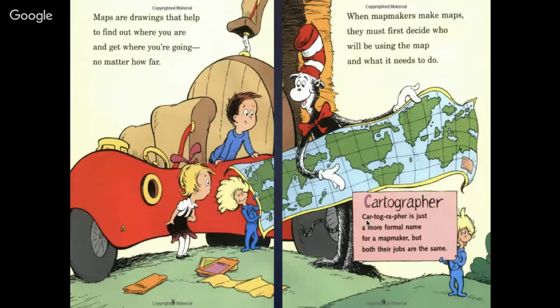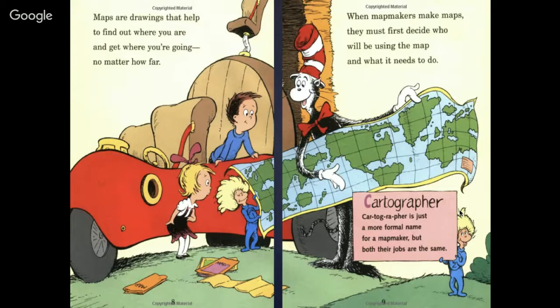Maps are drawings that help to find out where you are and get where you're going, no matter how far. When map makers make maps, they must first decide who will be using the map, what it needs to do. Down on each page, it has little vocabulary words. In this one, it says cartographer. I would ask first what they thought the meaning of that word is, and we discuss the background knowledge of the vocabulary words. Then I would explain a cartographer is just a formal name for a map maker, but they have the same jobs. These are friendly definitions that the book gives.